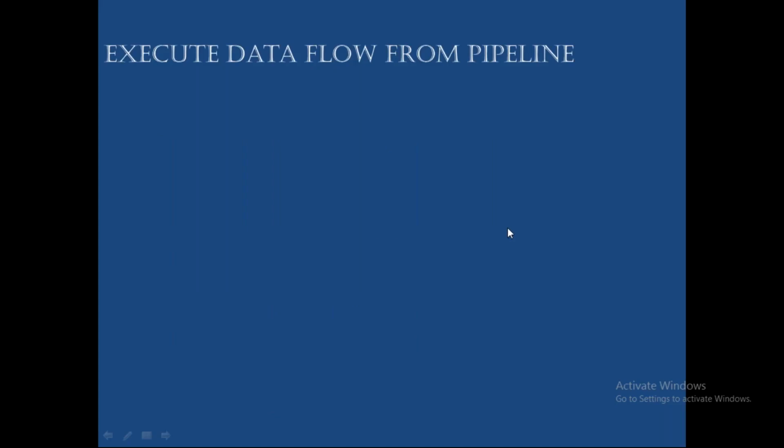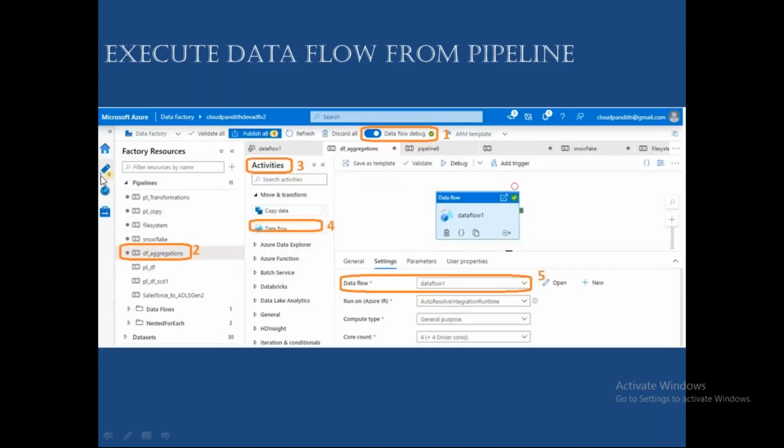Now, executing a data flow from a pipeline. How to execute? We saw this yesterday also. You create a pipeline, and in the pipeline you have activities. You are going to use a data flow activity, and in this data flow activity you select which data flow to execute.